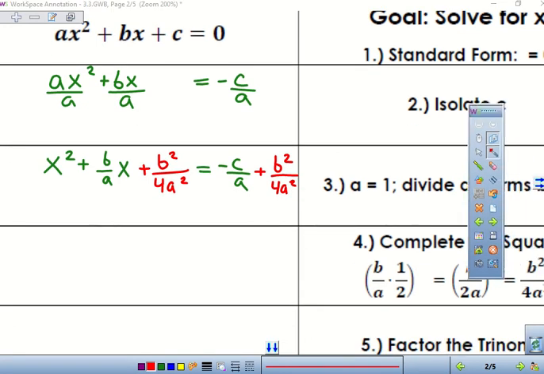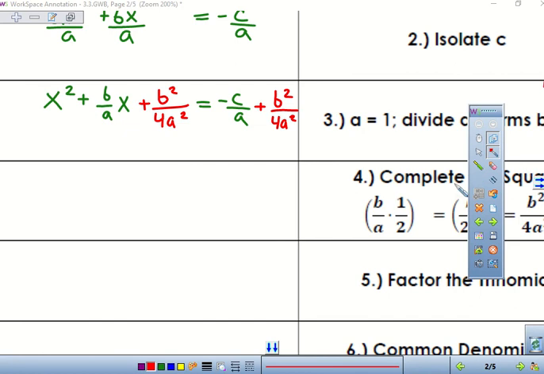Okay. Now, once we get to this point, I'm kind of doing this like one step ahead on each one. I don't know why I did that.